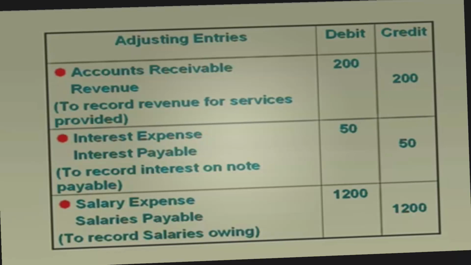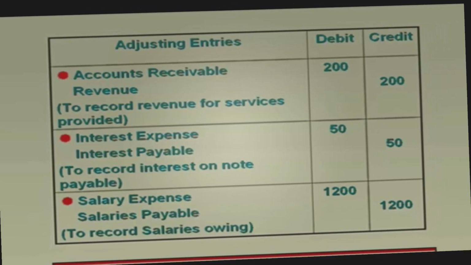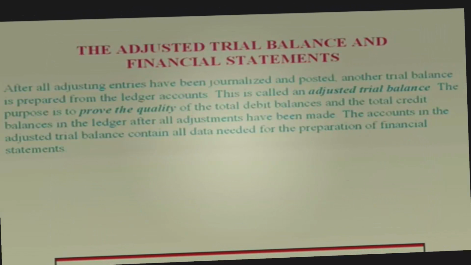Now what I want you to do is prepare an adjusted trial balance. Close up each account and do a trial balance. Stop right now and do your trial balance. Take as long as you need. Are you done? It's the adjusted trial balance. The purpose of the adjusted trial balance is to prove the equality of the total debit balance and the total credit balance in the ledger after all adjustments have been made.